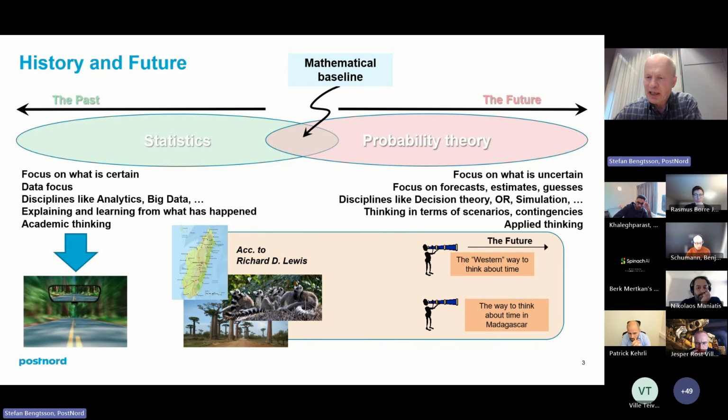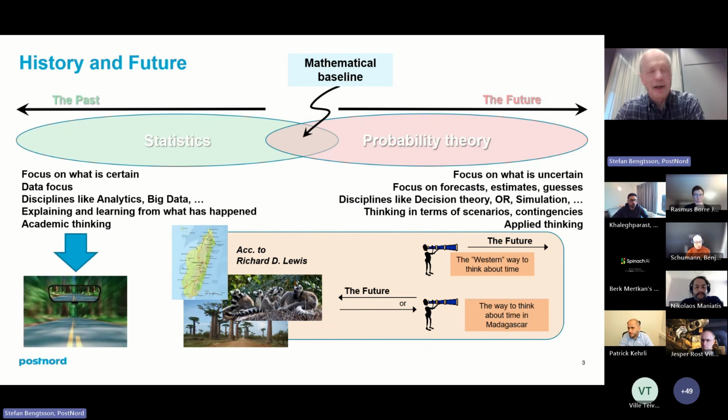Well, in Madagascar, they also have a horizontal way to think about time, but they wouldn't draw the future the way I draw it in the upper picture. They would draw the future like that. And then the question is, why is that? And I claim that they are quite wise, the people in Madagascar, or the tribes that are behind this way of thinking.